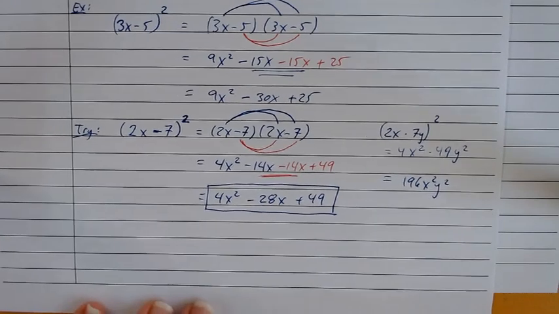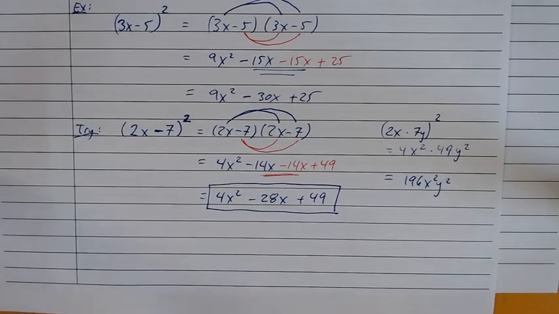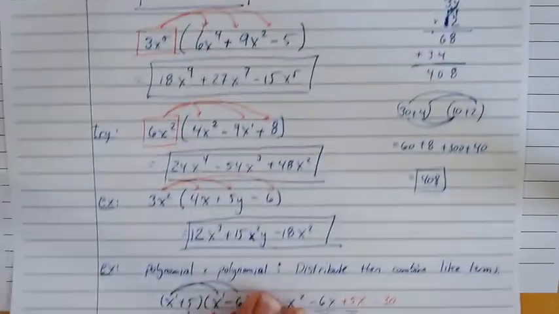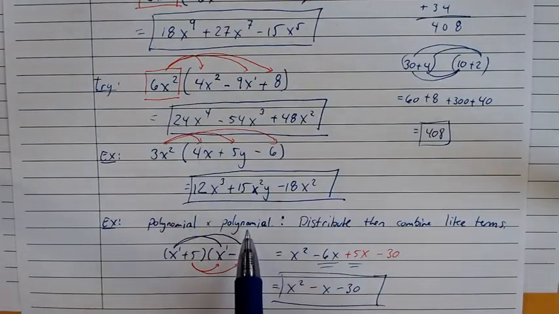All right. So that is it for multiplication of polynomials. That includes monomial with a monomial. That includes monomial with a polynomial and polynomial with a polynomial.